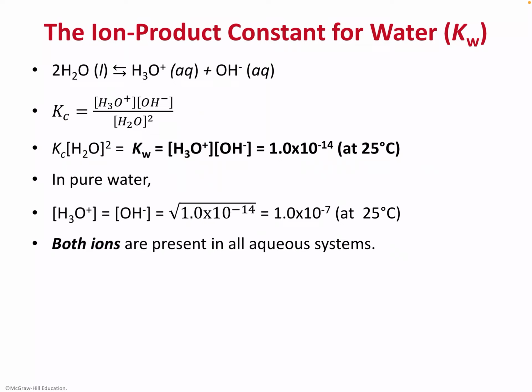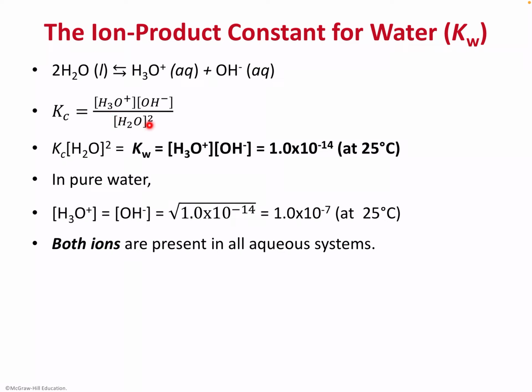Okay, now let's see what the ion product constant for water is. It is given the symbol Kw. Okay, so we have seen this equation before. Two water molecules, liquid water, give hydronium and hydroxide ion. Now if you write the Kc expression for this, your products are going to be hydronium ion and hydroxide, and you have two molecules of water, so water raised to the power 2.